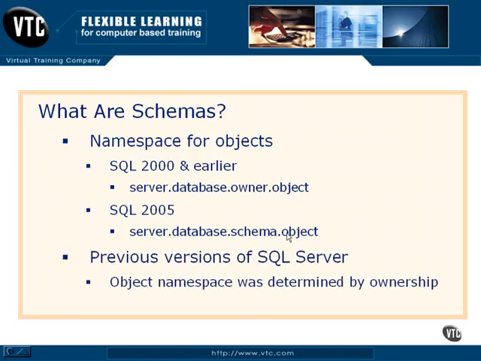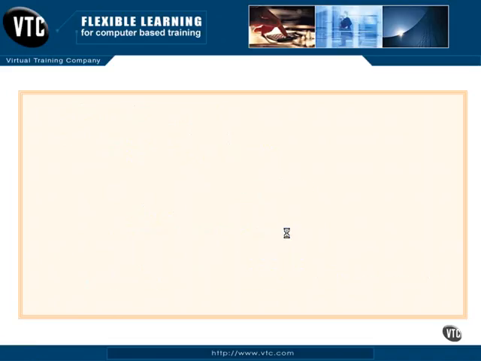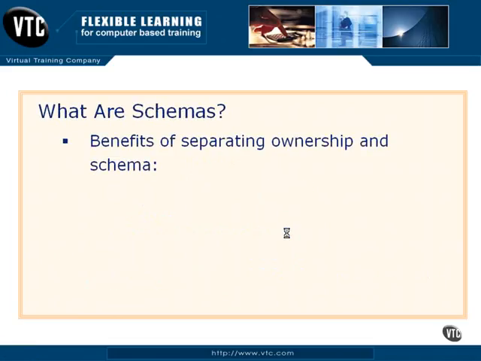Now, in previous versions of SQL Server, object namespace was determined by ownership. Now it's determined by schema. Now, what's the big benefit with separating ownership and schema like that? Well, let's talk about them. Number one, objects can be grouped regardless of ownership, which means I can have four different tables that are technically owned by four different people. Four different administrators created them, but yet they can all be part of a similar schema, and I can apply permissions across that schema to all four of those tables at once.